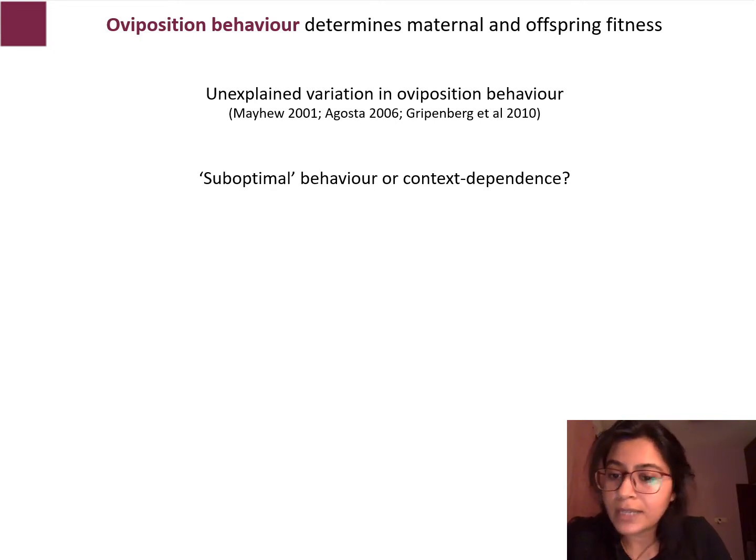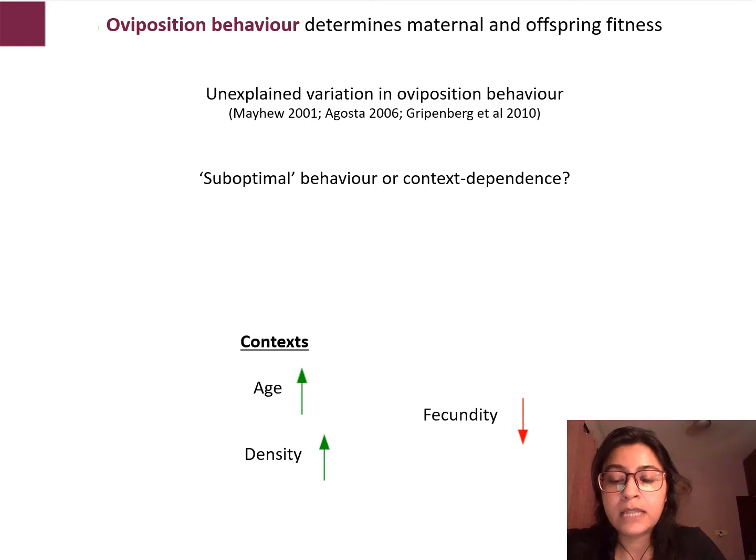So, what are the contexts that I used for this study? I used age and density, two contexts that commonly vary for most species and are fairly universal. We already know that both of these often lead to a reduction in individual fecundity for many species. And even the model organism that I use for the following experiments shows low fecundity when female age and experience density increases.